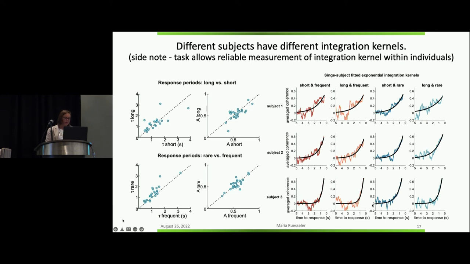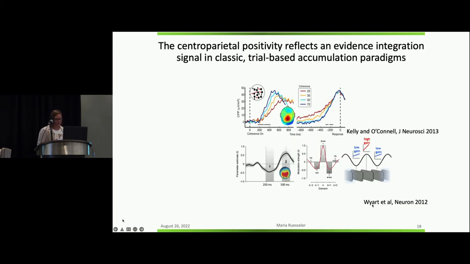So now I would also like to talk to you about the EEG results. This is inspired by previous work from the O'Connell and Chris Summerfield labs, who already looked at single-trial-based evidence integration paradigms in humans. What they find is a positive central parietal signal that also shows this typical evidence accumulation to threshold signal that we also know from single unit recordings in monkeys.